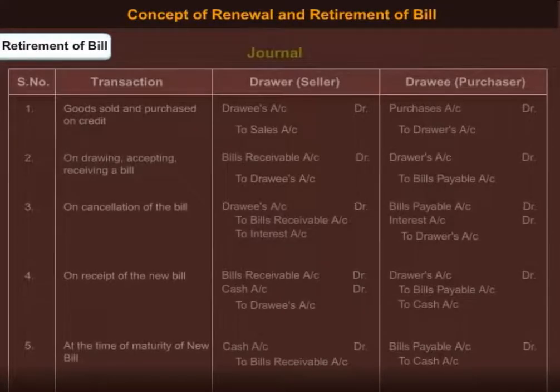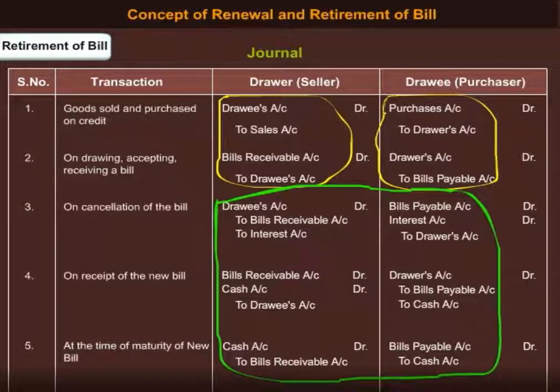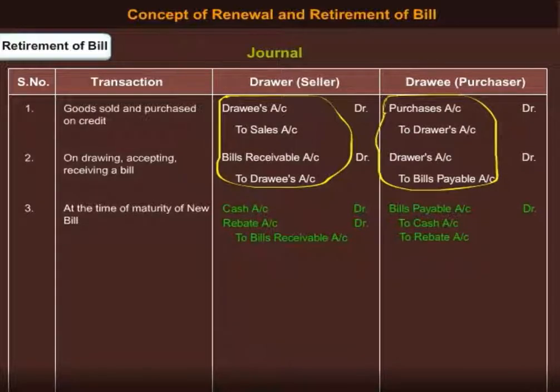In case of retirement of bill, all the entries remain the same, except here. As can be seen, rebate is debited in the drawer's books while it is credited in the books of the drawee.